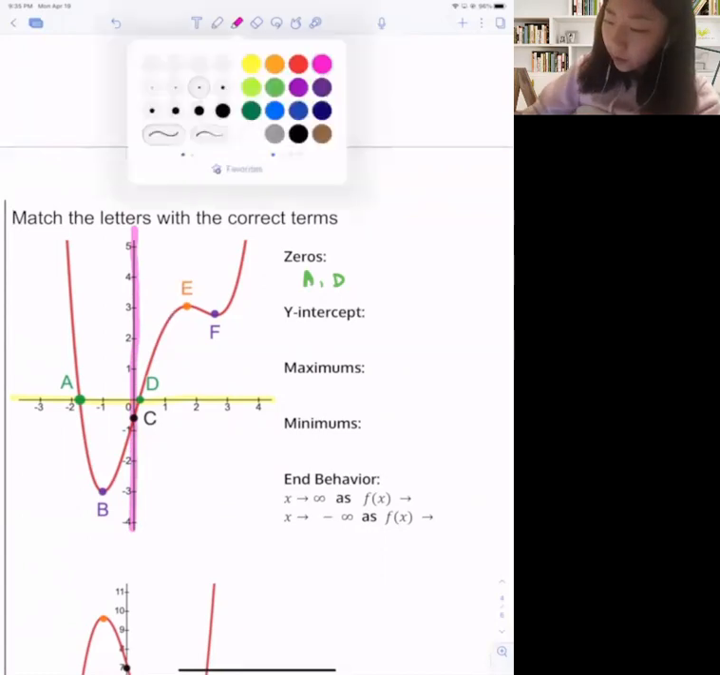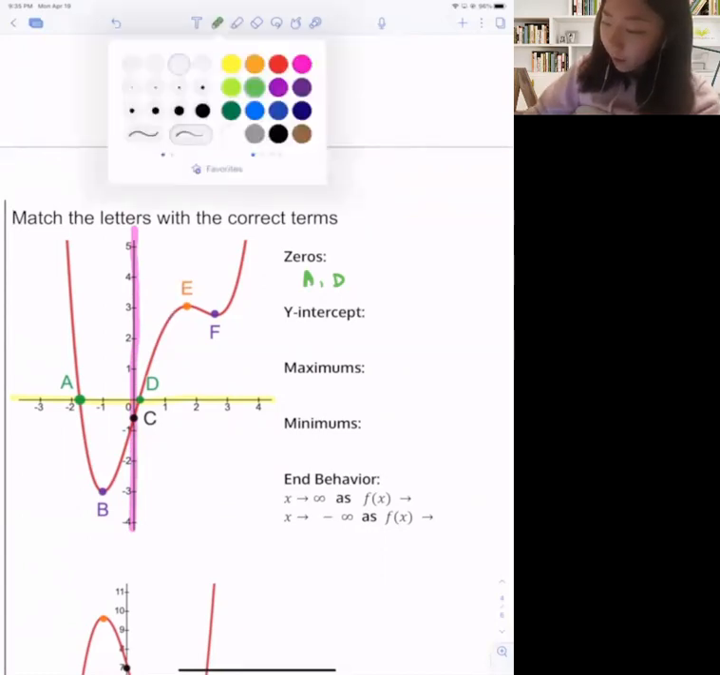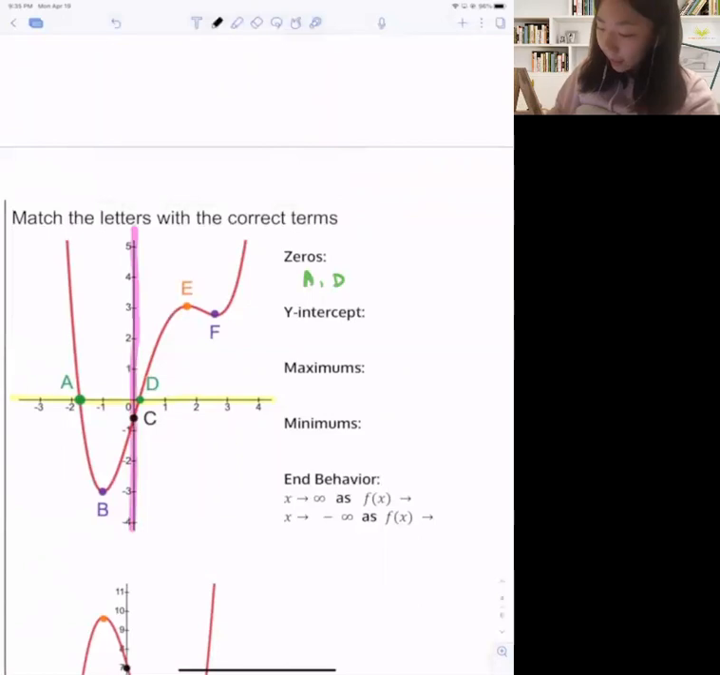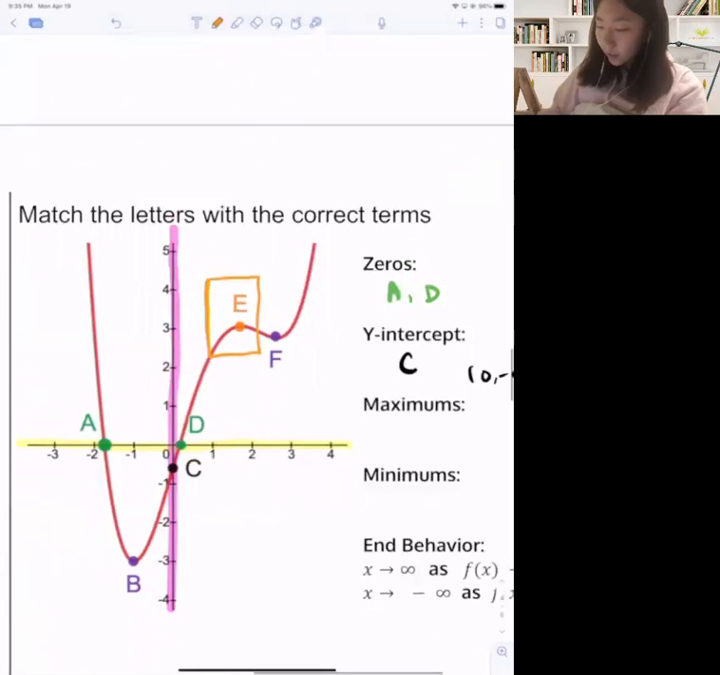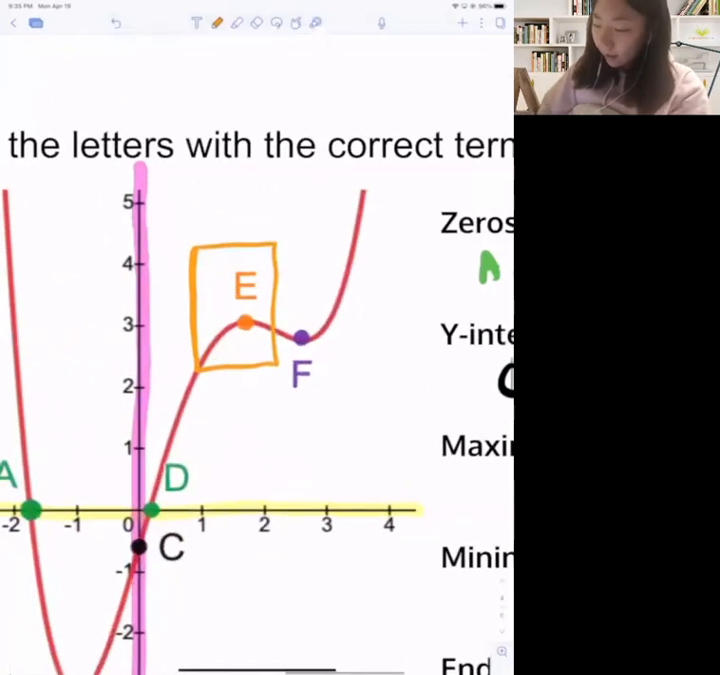So we see here that our y-intercept is at C, right? It's like 0, negative 0.5. Our maximums, we only have one maximum in this case, right here. The only high point of this region of the graph is here at E.